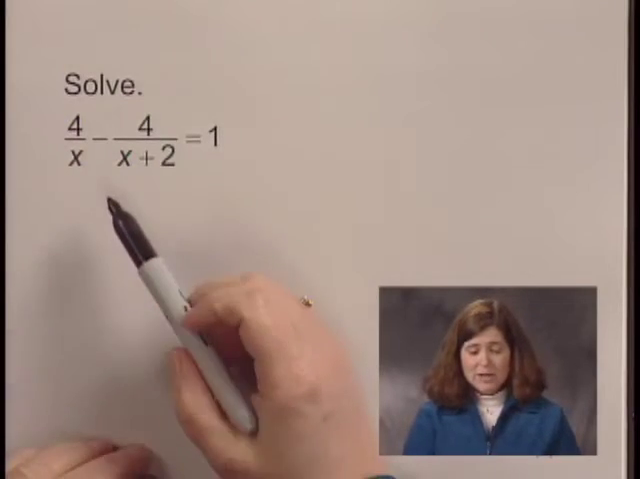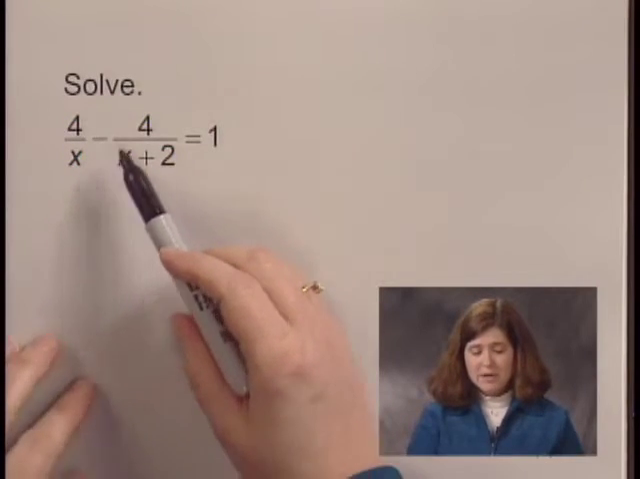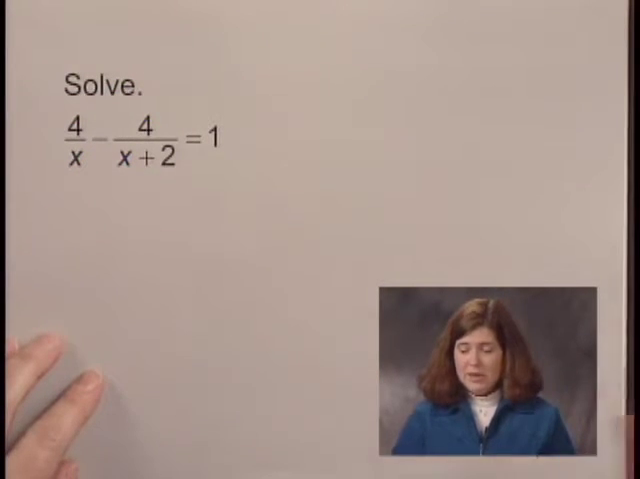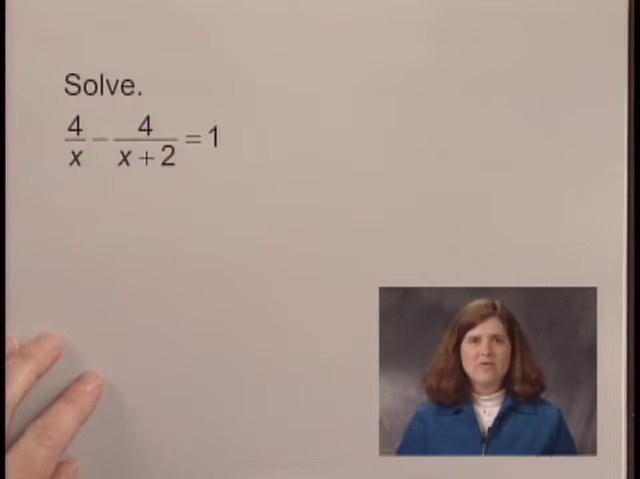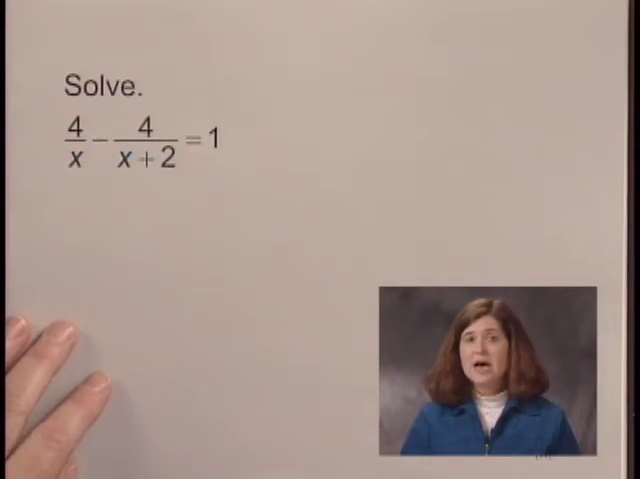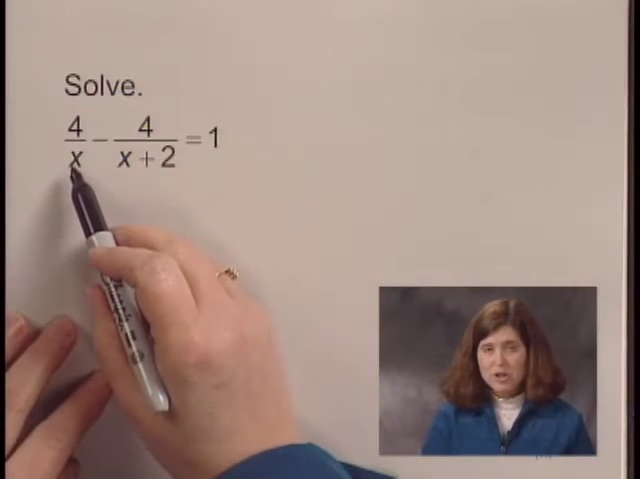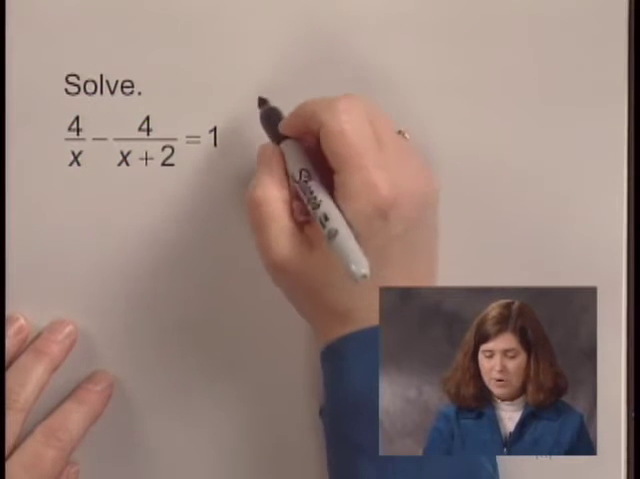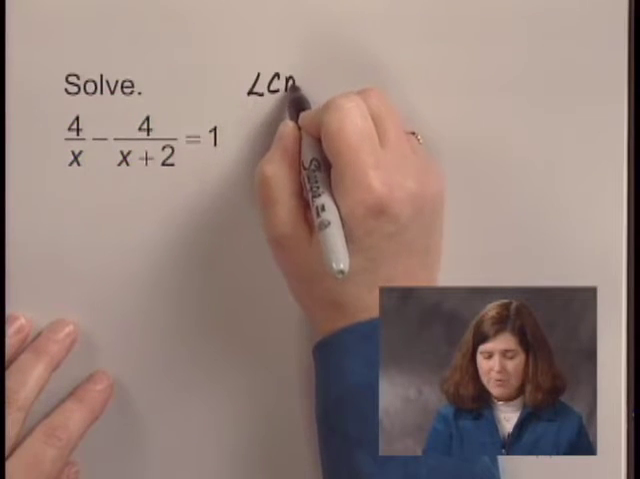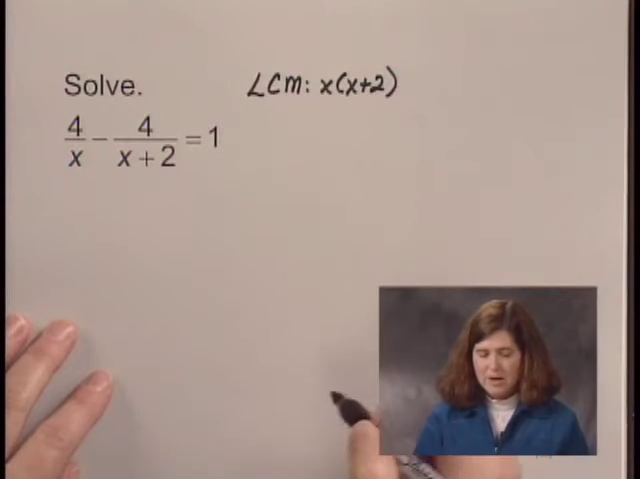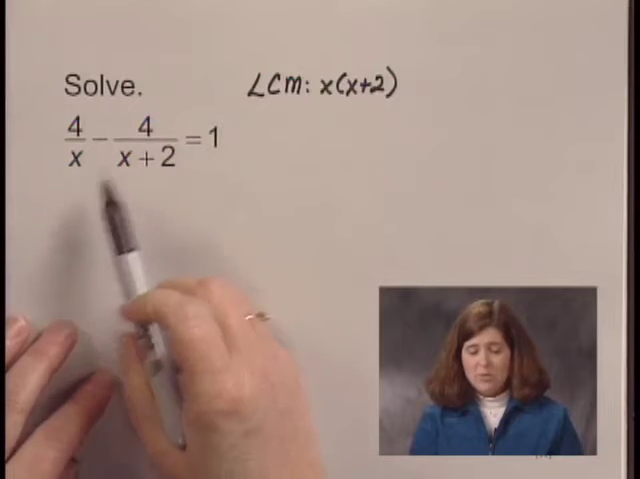In this problem, we have an equation that has a variable in two denominators. We have the equation 4 over x minus 4 over the quantity x plus 2 equals 1. In order to solve this, I first want to clear the fractions by multiplying by the least common multiple of the denominators. The least common multiple of the denominators, which are x and x plus 2, is their product. I can write the LCM is x times x plus 2. So I multiply both sides of the equation by this.